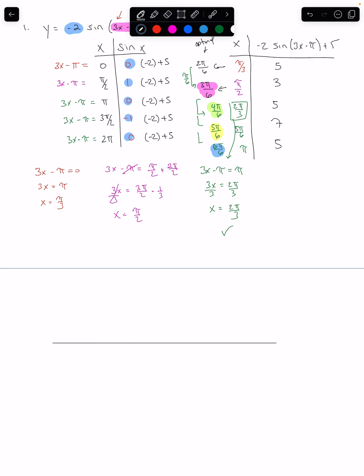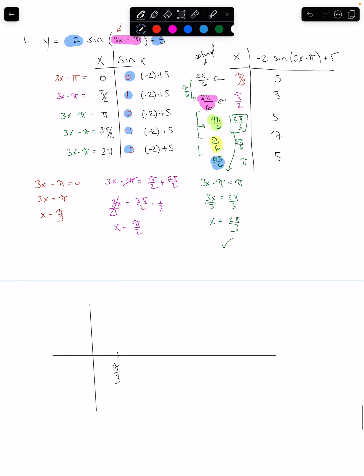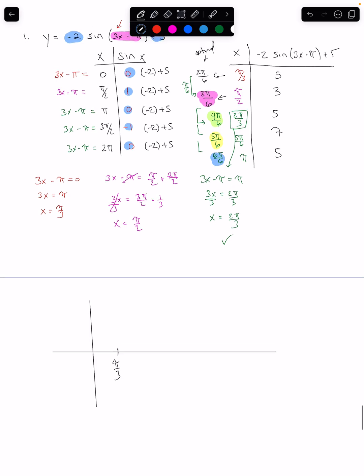Okay. Except now, when I do this, my first coordinate, I'm going to start at pi over 3. That's where I start, and that's what I'm getting from here. Pi over 3. And then I'm going to go pi over 2, 2 pi over 3, 5 pi over 6, and pi. So I'm starting here. So start.